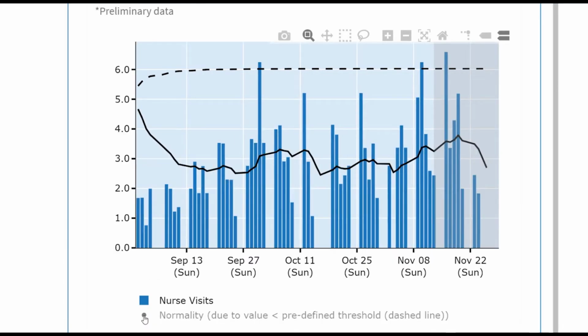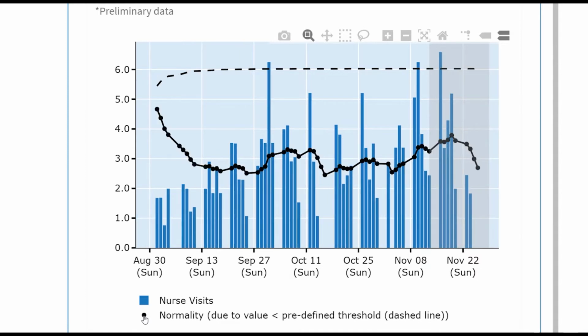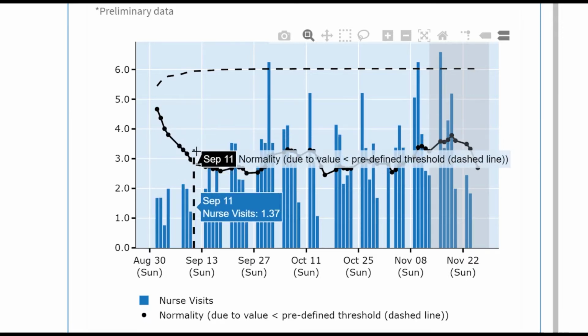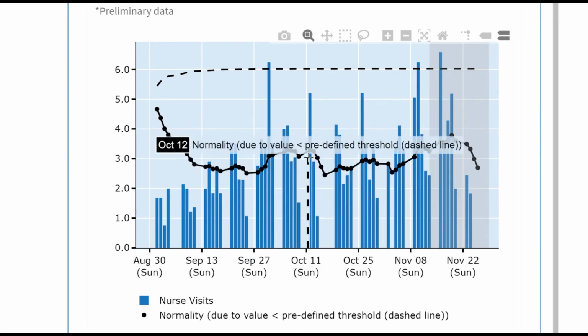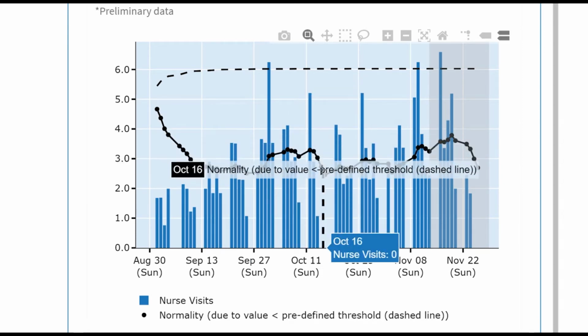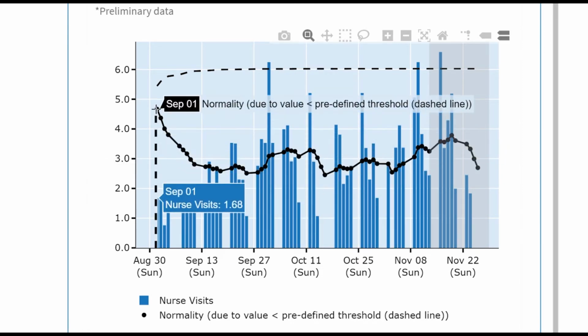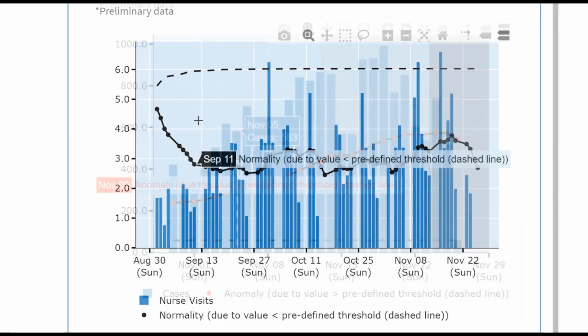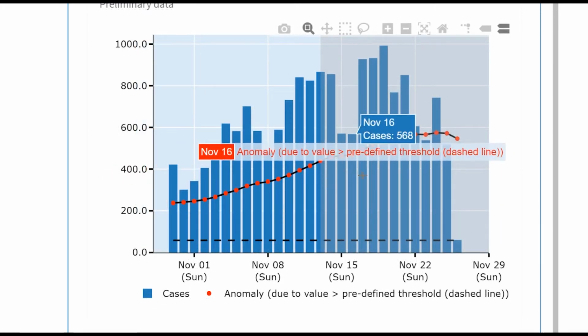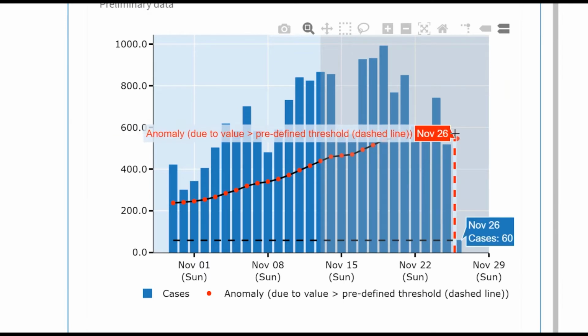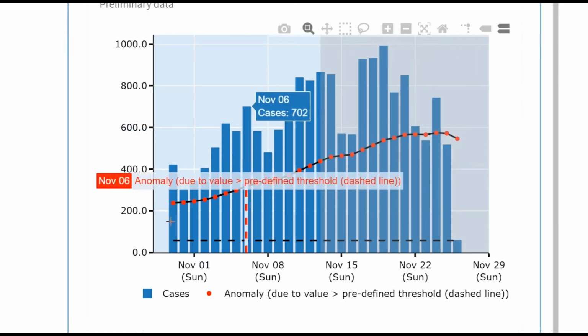5. Dots represent exponentially weighted moving averages, or EWMAs, a way to smooth out data that assigns more weight or importance to the older data because more recent data may suffer from reporting lag issues. Black dots represent EWMAs that are below the threshold, normality. 6. Red dots represent EWMAs that are above the threshold, anomaly.